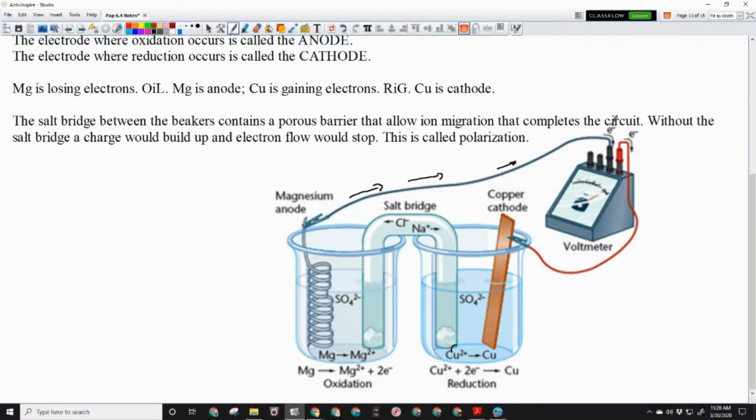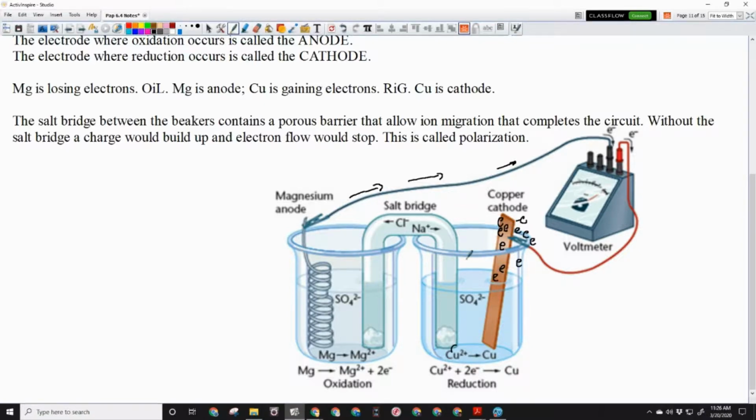Okay, now look real close. Right here it shows you in the voltmeter, the electrons are going in this way and out this way to the copper. All right, so that means this copper side is going to start gaining electrons. Okay, so it's going to be electrons building up on this side.